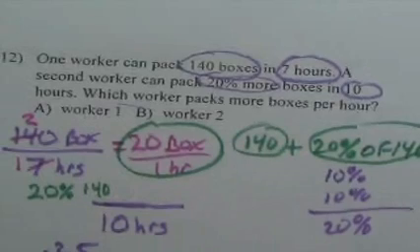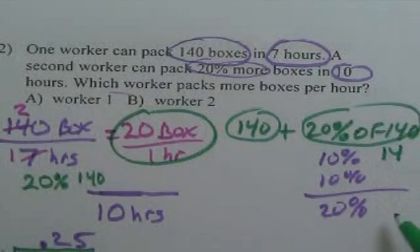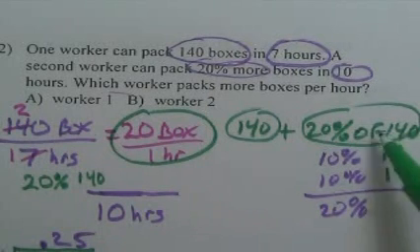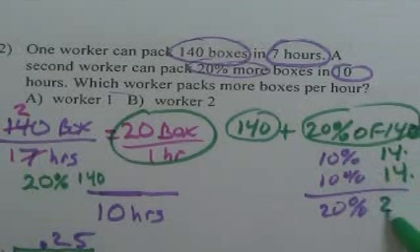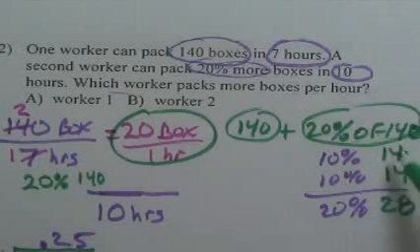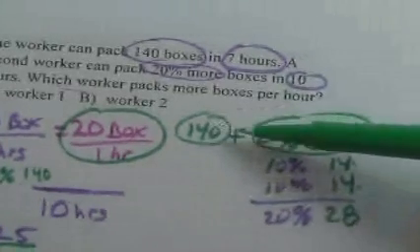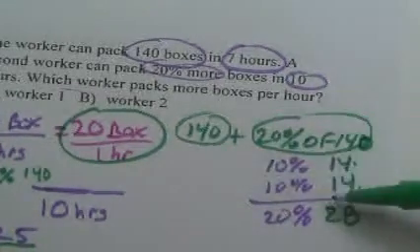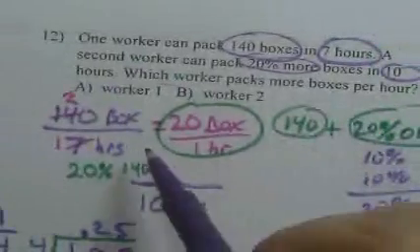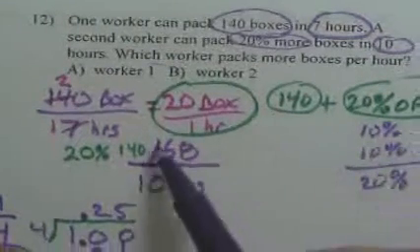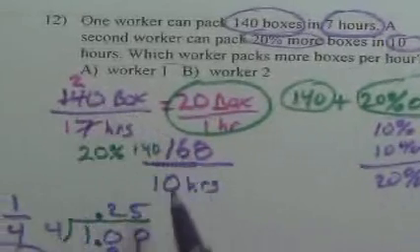So instead of multiplying it all out, I know that 10% of 140, I just move the decimal over, is 14. 10% of 140 is 14. Right? And 14 and 14 is 28. That means 20% of 140 is 28. So if the second worker can do 140 boxes plus 28 more, plus 20% more, 140 and 28 is 168. So he can pack 168 boxes in 10 hours, because that is 20% more than 140.